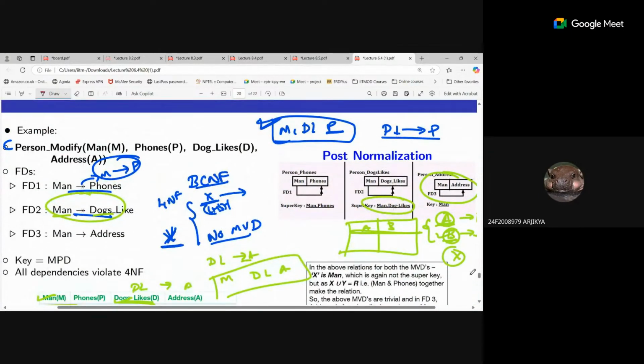Sorry, reading of that para itself was wrong. No, you are saying that a relation is in 4NF, all the same, not this.